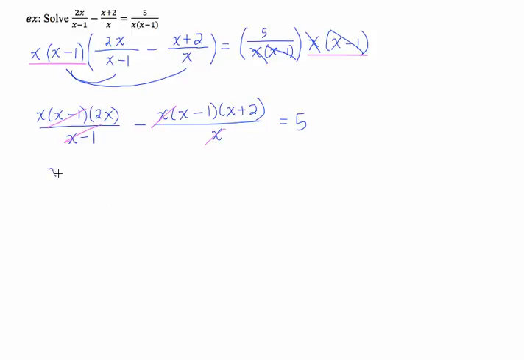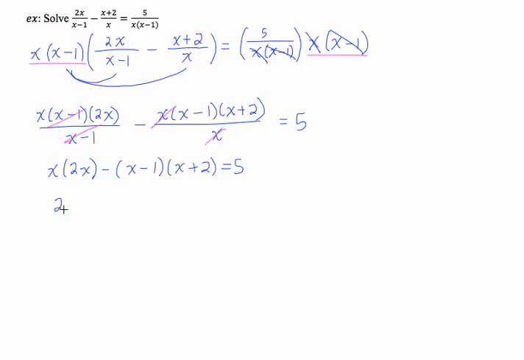And so we are left with x times 2x minus x minus 1 times x plus 2 all equals 5. Now at this point you should probably stop and ask, what kind of equation is it? And maybe you can tell or maybe you can't tell at this point. So let's keep going a little further before we figure out what kind of equation it is.